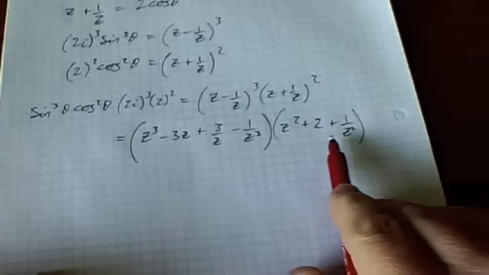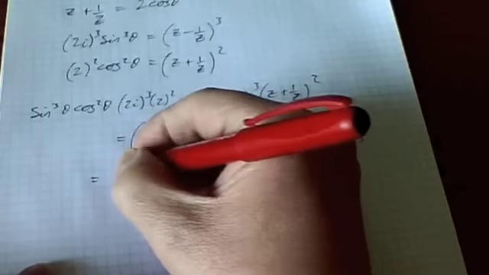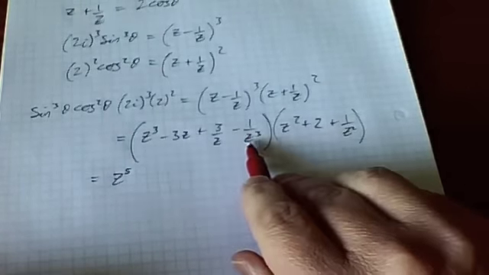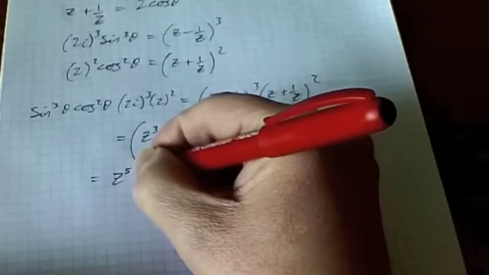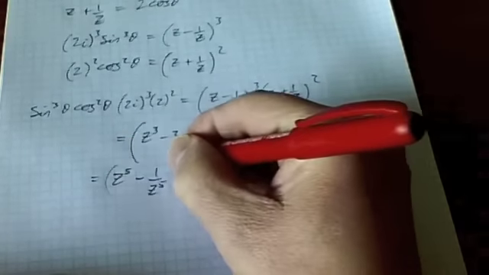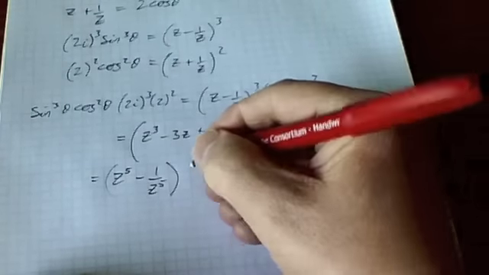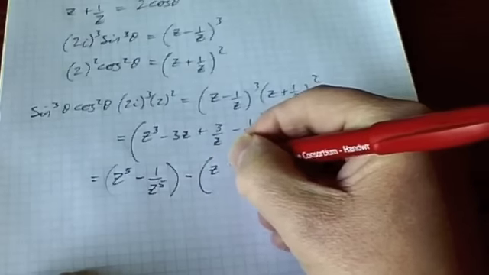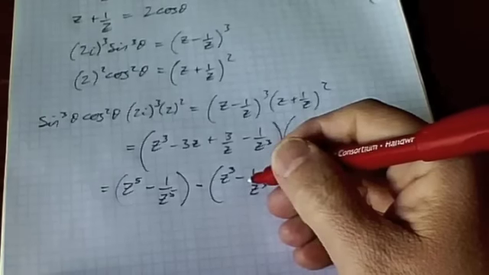Now, multiplying these out, z cubed times z squared is going to give me z to the fifth, and by the magic of this method, of course, my minus 1 over z cubed times my 1 over z squared gets me minus 1 over z to the fifth. Very important at this point to make sure you're tracking the negatives and positives and getting them correct. Now I'm then going to subtract z cubed minus 1 over z cubed.